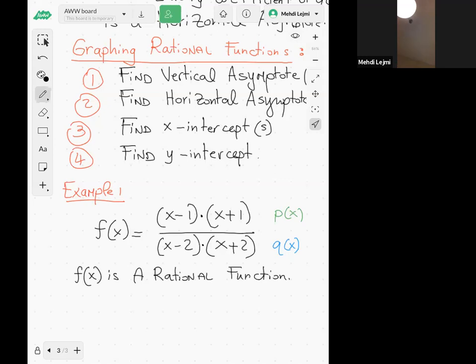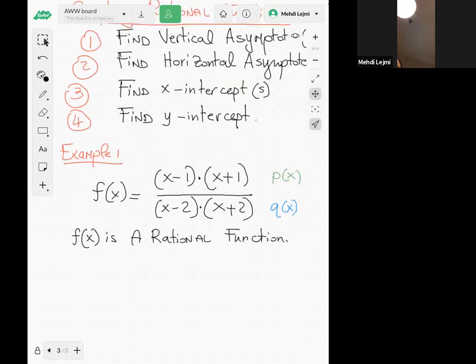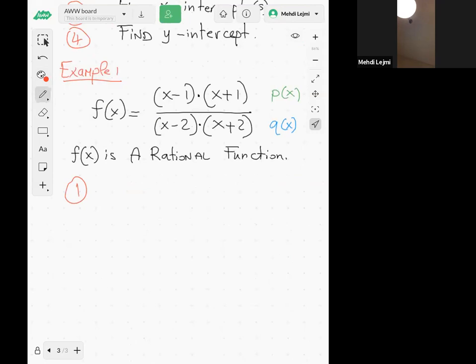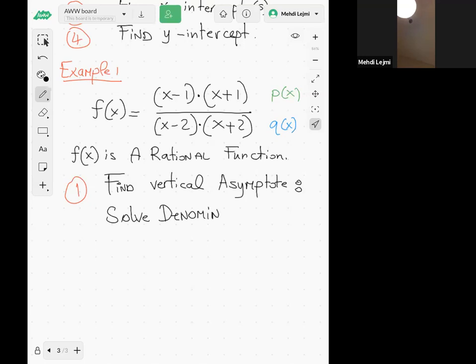Anyway, so first thing we're going to do, guys, is find the vertical asymptote. So number 1, we're going to find a vertical asymptote. How do we find a vertical asymptote? Just solve the denominator. Let's just solve the denominator equal to 0. Okay, that's how we find the vertical asymptote.